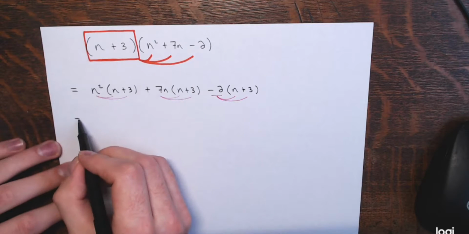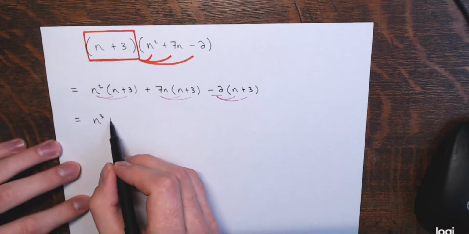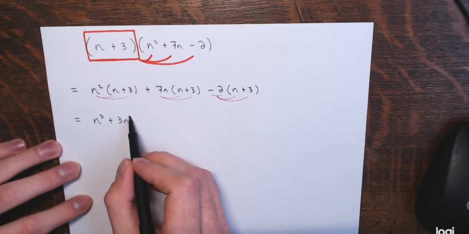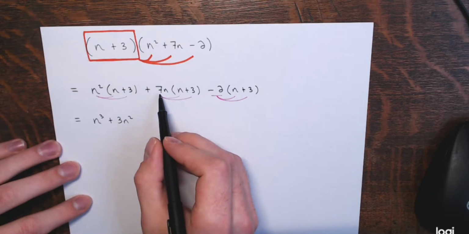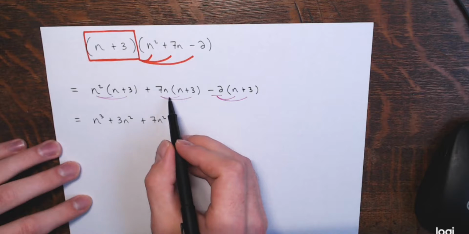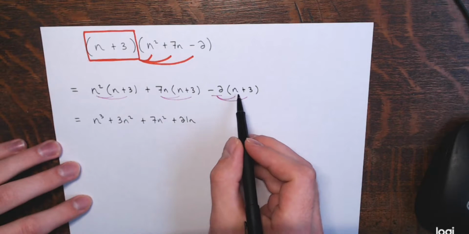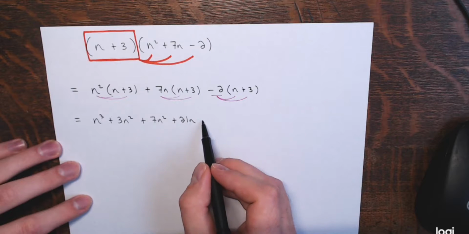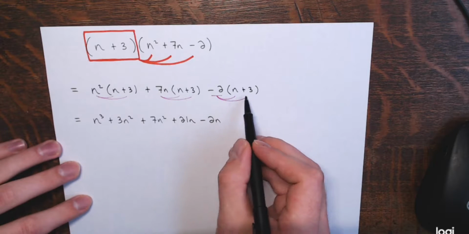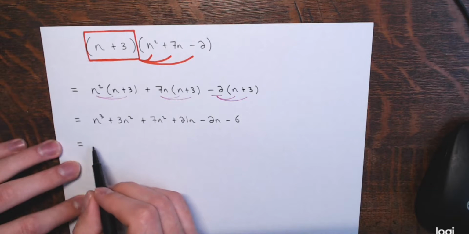So in the first distribution here, we have n cubed plus 3n squared. Then here, distributing the 7n, we'd have positive 7n squared plus 21n. And then this last distribution of negative 2, we'd have negative 2n minus 6. And then we combine like terms. So there's no other n cubed terms, right?